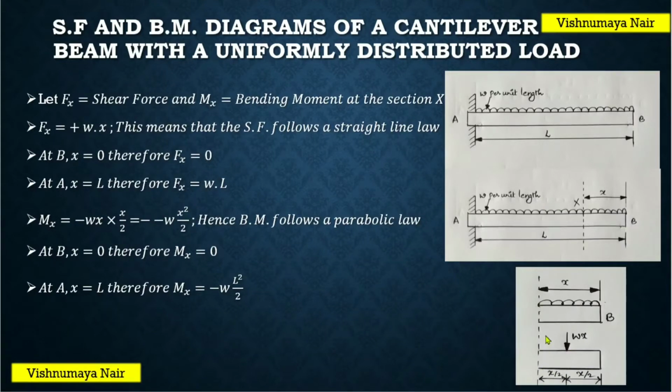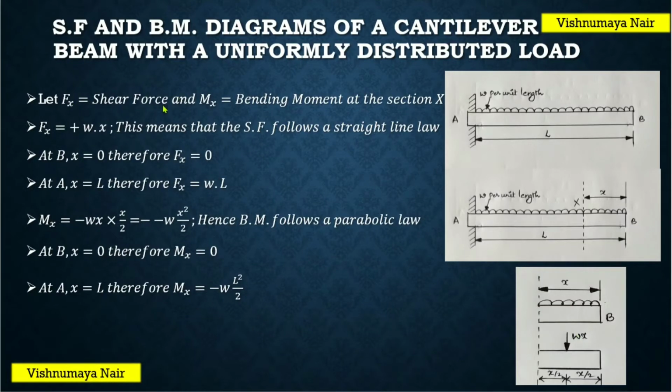Now we can get the value of shear force acting at this section X. How? We already know that shear force is the algebraic sum of the forces acting either to the left or right portion of the section. Since we have considered the right portion of the section here, shear force will be equal to the algebraic sum of the forces acting on the right portion of the section. So here we have only one force, Wx, which is acting in the downward direction. Any force acting in the downward direction on the right portion of the section is considered as positive. Therefore, the shear force at this section is given by plus Wx.